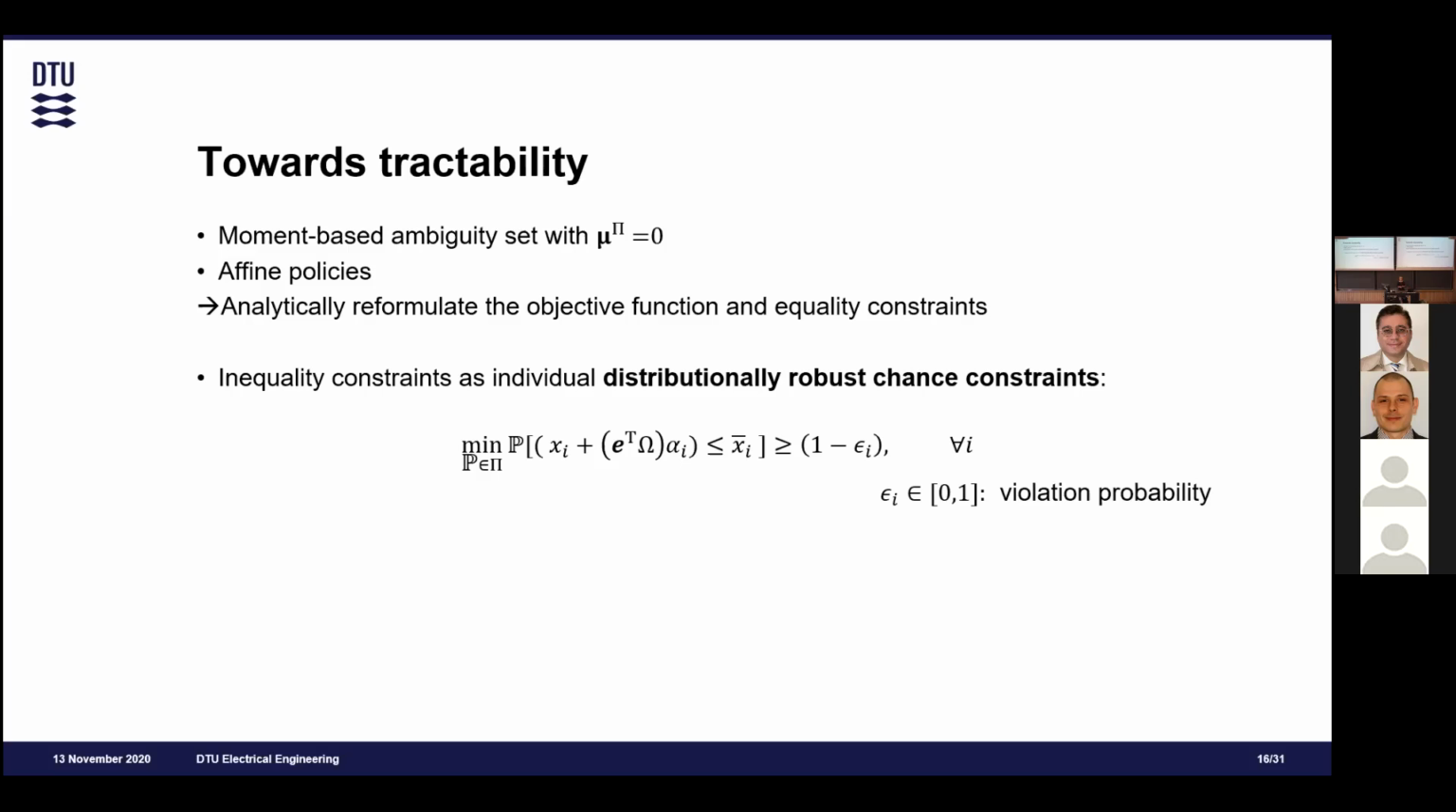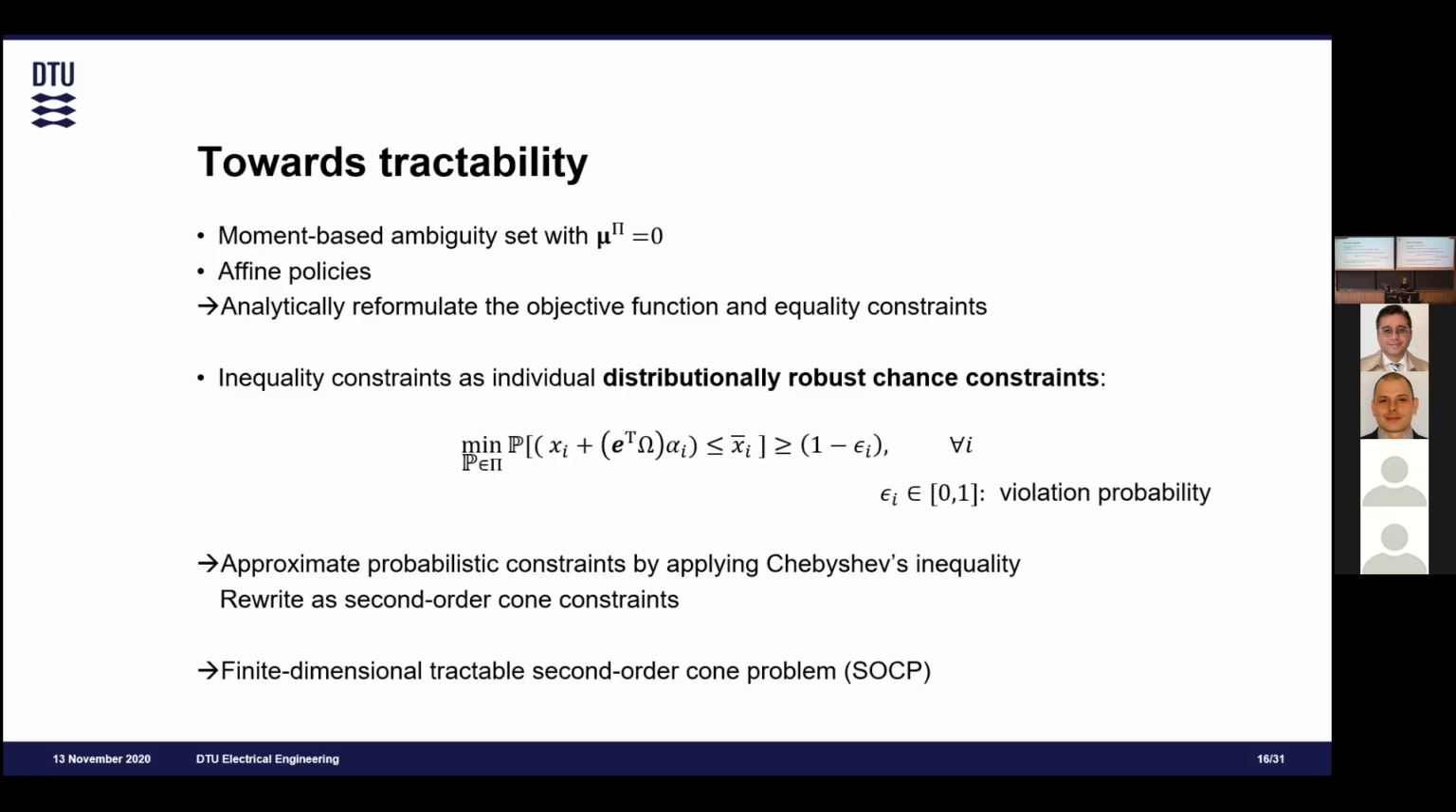And epsilon here is predefined violation probabilities that can be chosen as risk tolerance or risk preference. And then we can approximate the probabilistic constraints by applying Chebyshev's inequality and rewrite them as second order cone constraints. So we end up with a finite dimensional tractable second order cone program.